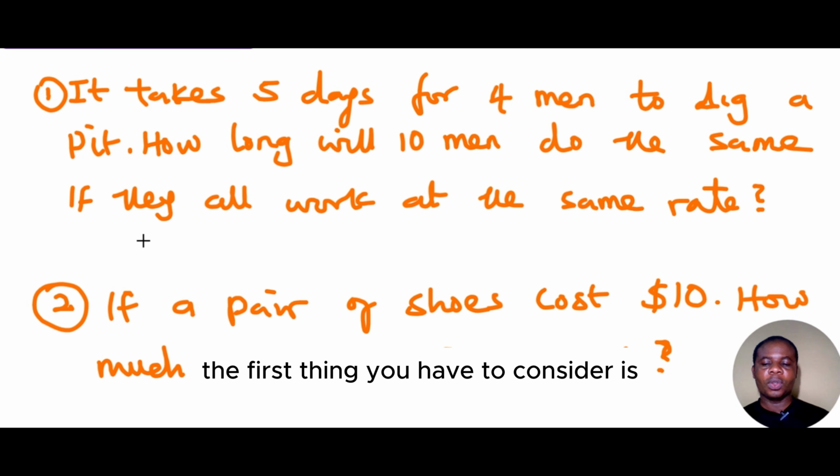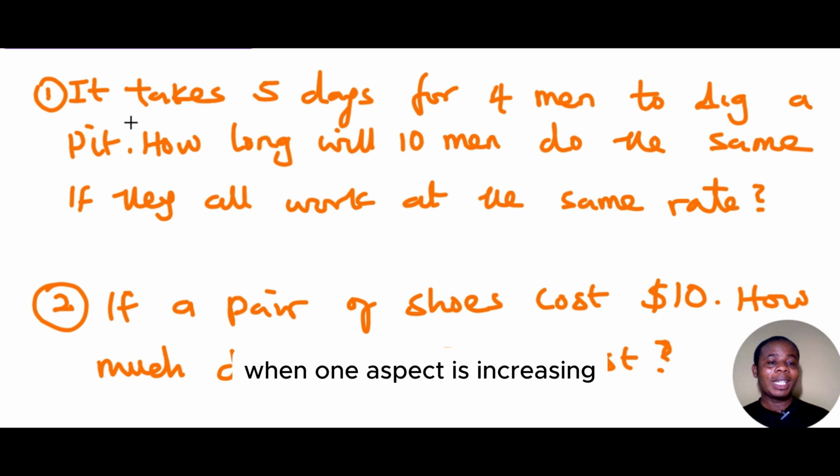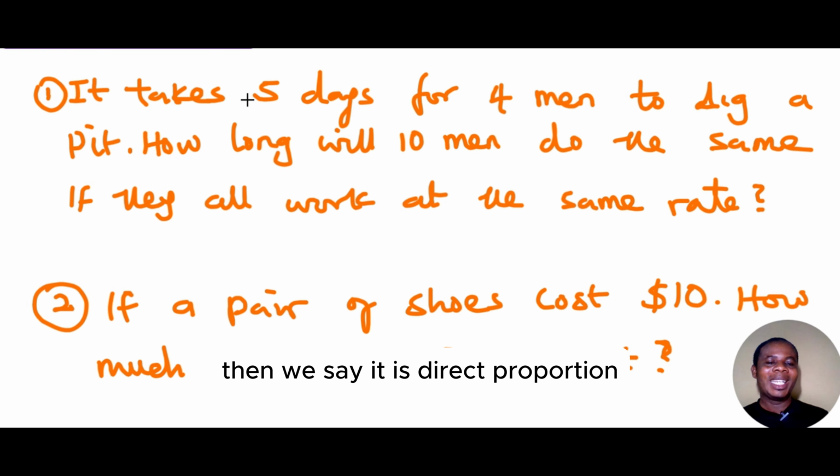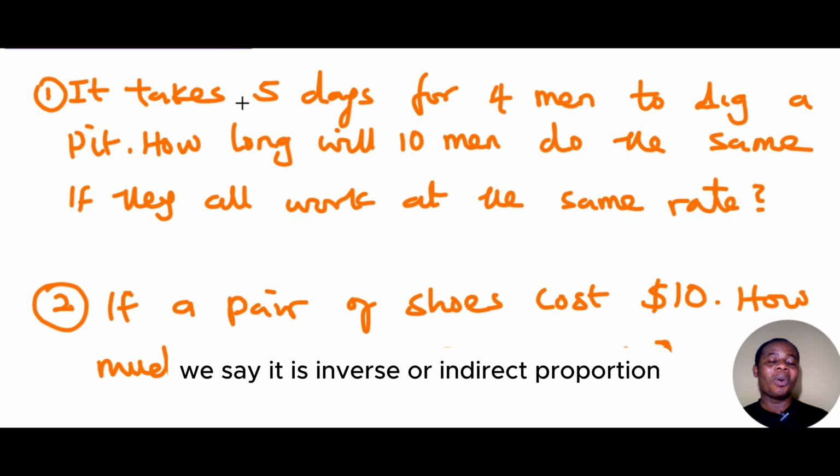The first thing you have to consider is when one aspect is increasing and the other one is also increasing at the same time, then we say it is direct proportion. But when one is increasing and the other one is decreasing, we say it is inverse or indirect proportion.